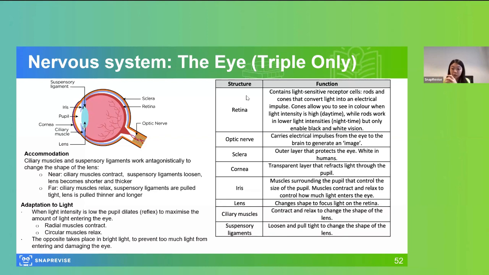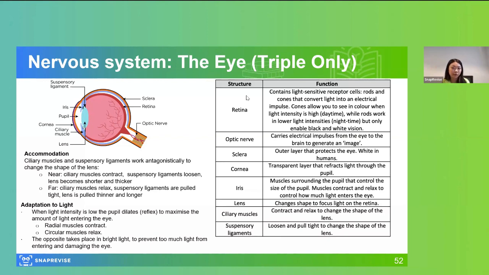And it allows the pupil to become bigger or smaller, so dilate or constrict, depending on the light environment. The reasoning behind this is that if there's too much light, you don't want to damage the eye, so you make the pupil smaller. And if there's very little light, you want the pupil to be bigger so that more light can go in so that you can see more clearly.